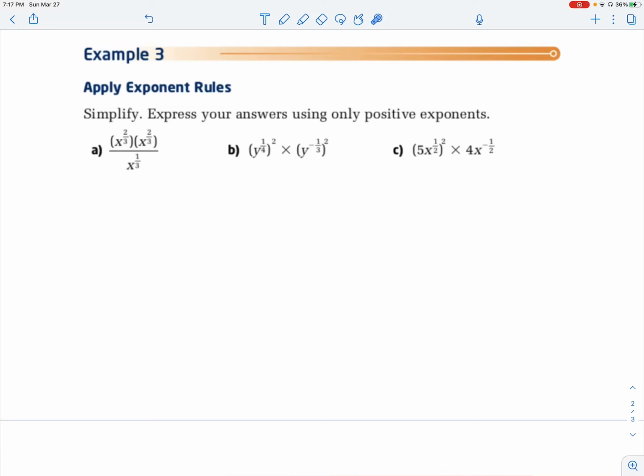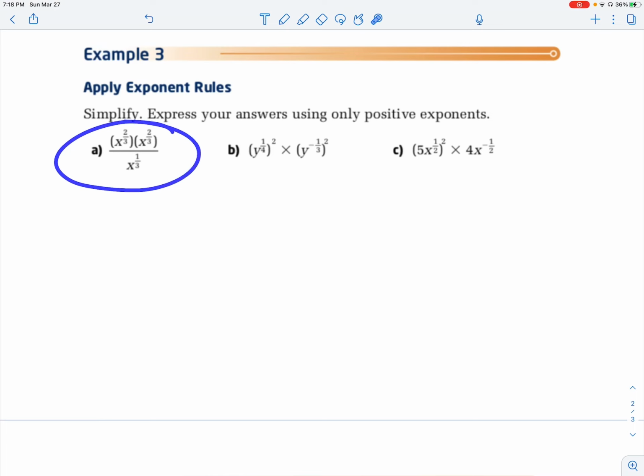Hi, welcome back to our third video for 3.3 Rational Exponents. In this example, we're going to simplify expressions that have rational or fraction exponents. It says to express your answers using only positive exponents, so our final answers should have only positive exponents.